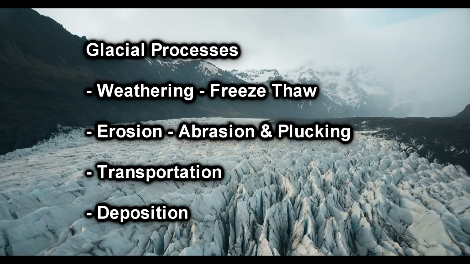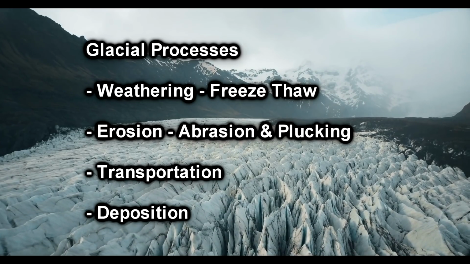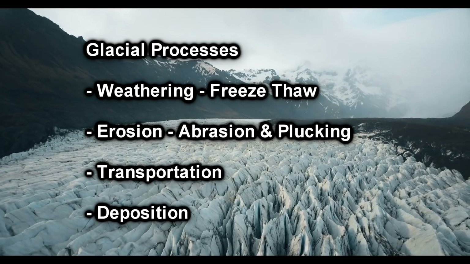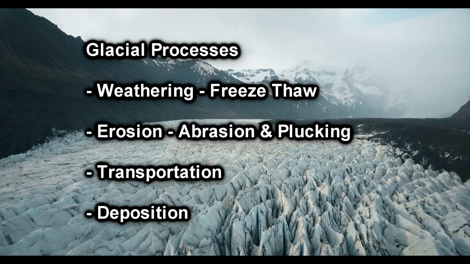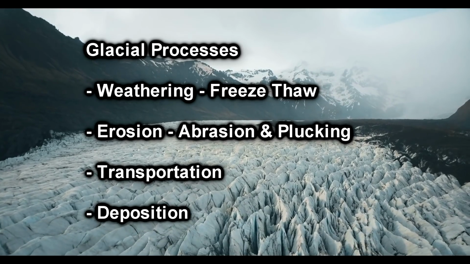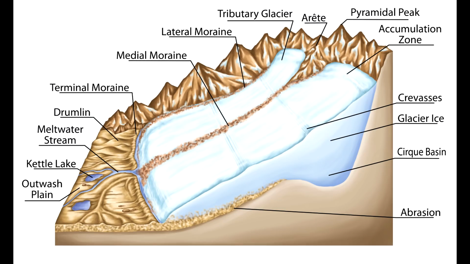Again, you start off with the main processes you see at glaciers, such as weathering, erosion, such as abrasion and plucking, and then again transportation and deposition. You need to understand the different landforms you're going to see through erosional processes, such as corries, arêtes, pyramid peaks, and glacial valleys. Then you'll also look at transportation and depositional landforms, such as moraines, drumlins, and erratics.